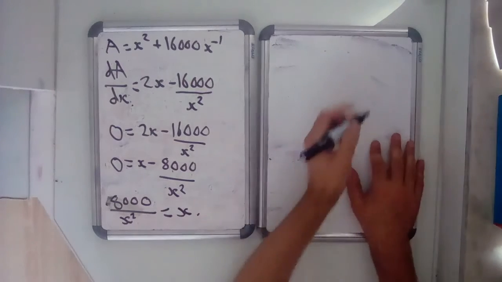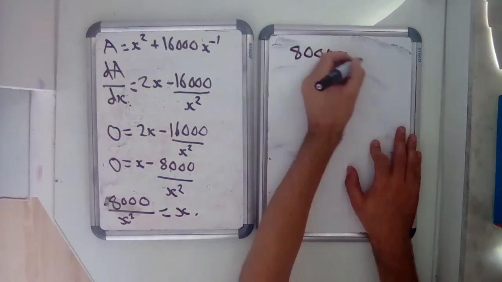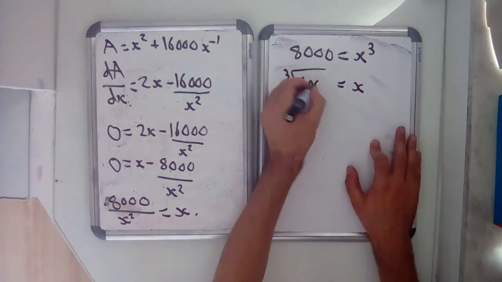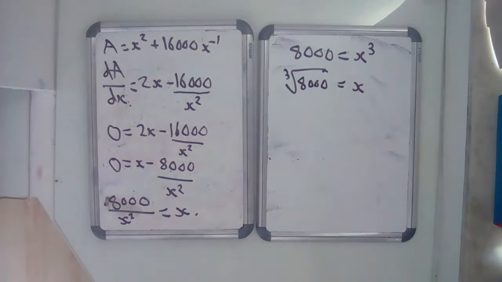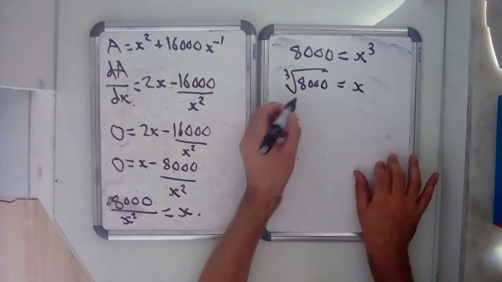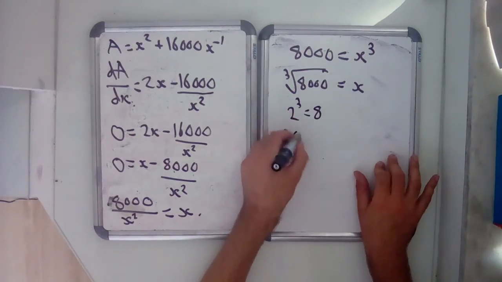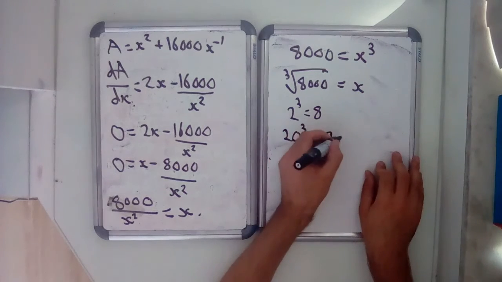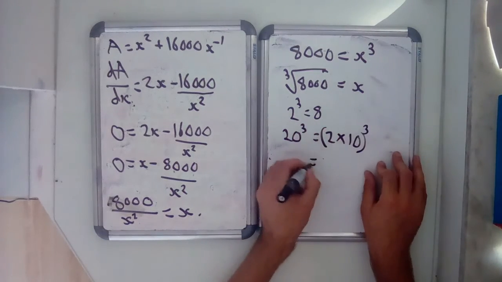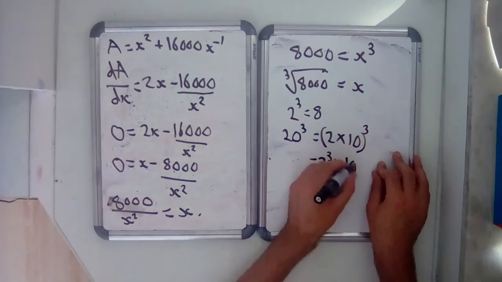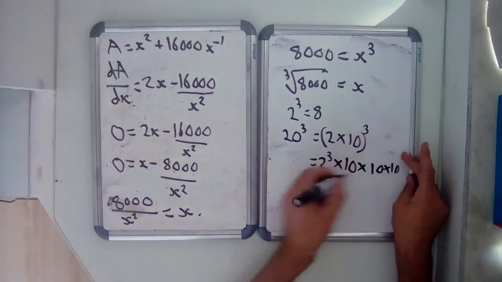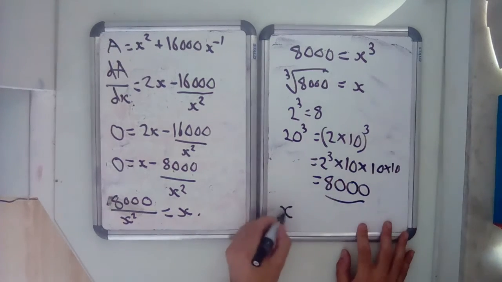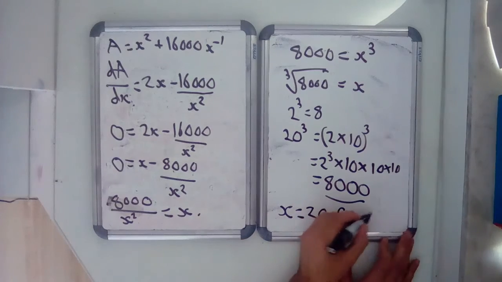If we multiply both sides by x cubed, that's going to say 8,000 equals x cubed, meaning that x, for a minimum, equals the cube root of 8,000, which you might think is a bit rough, but you know that 2 cubed equals 8. So what about 20 cubed? Well, that's 2 times 10 cubed, which is 2 cubed, 8, times 10 times 10 times 10. So x equals 20 for the stationary point.